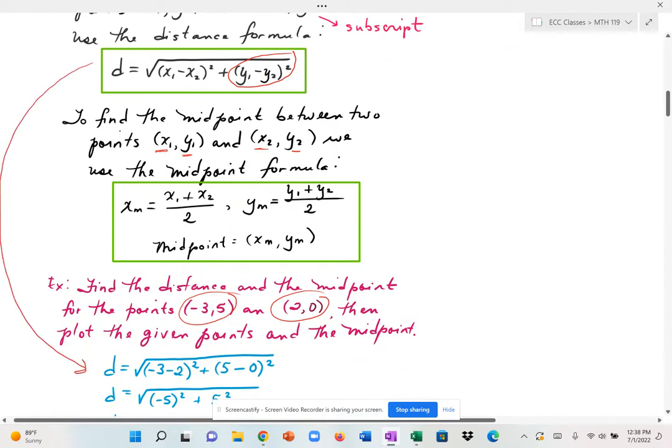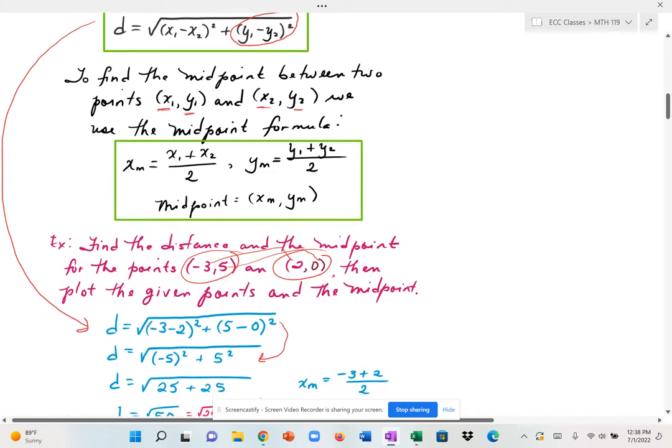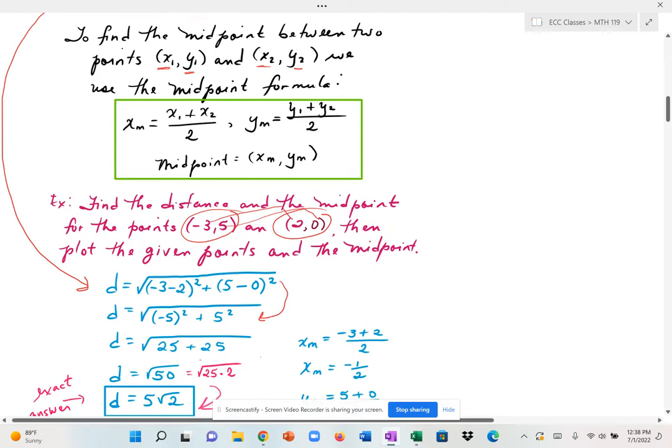And so that will be that d for distance is equal to the square root of the difference in the x value. So this is -3 minus 2 raised to the second power plus the difference in the y value. So that'll be 5 minus 0 also raised to the second power. So when you do that subtraction, you'll get -5 squared plus 5 squared. -5 squared is 25 and 5 squared is 25. So d is equal to the square root of 50.